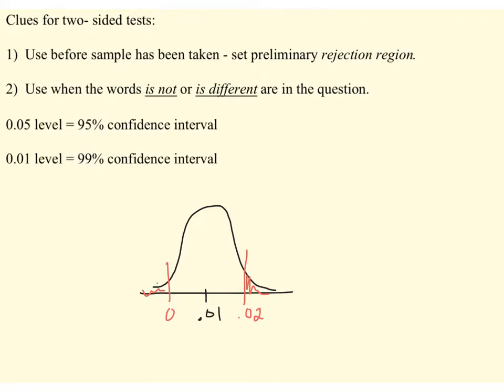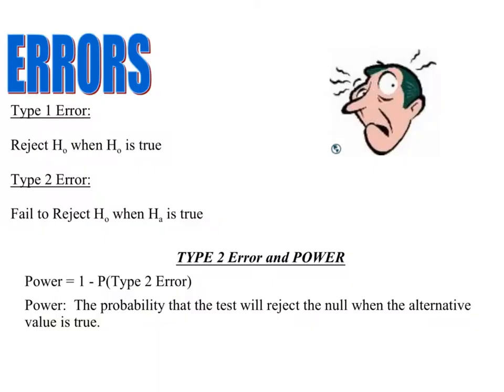Okay? So again, most of the time in real life, a two-sided test is almost done before any sampling is gathered, and you just want an idea of what range is going to cause me to say this process is working correctly. We've already talked about errors a little bit.